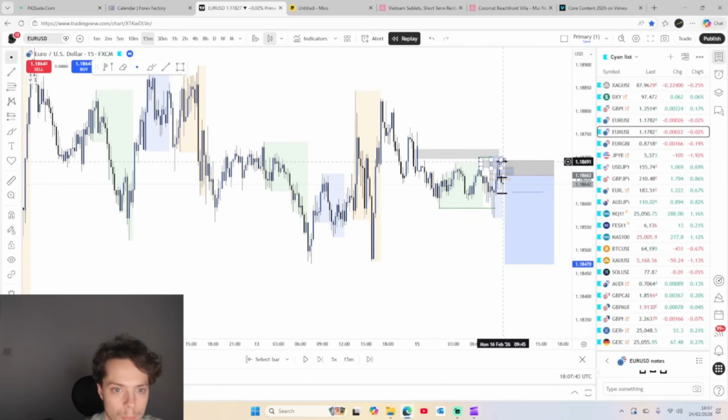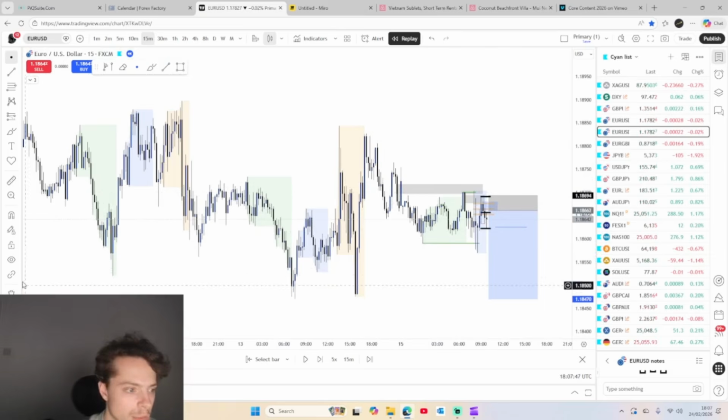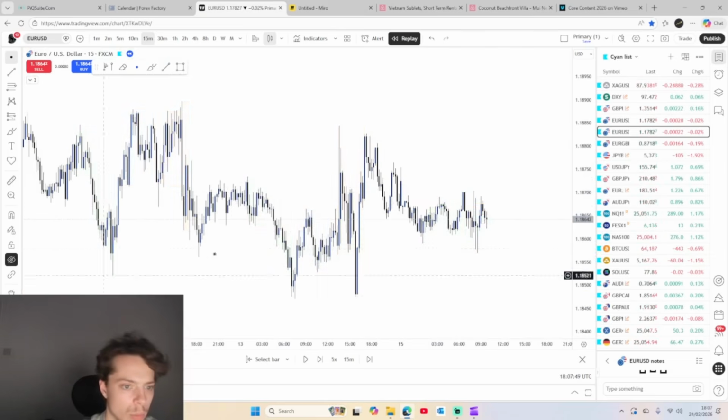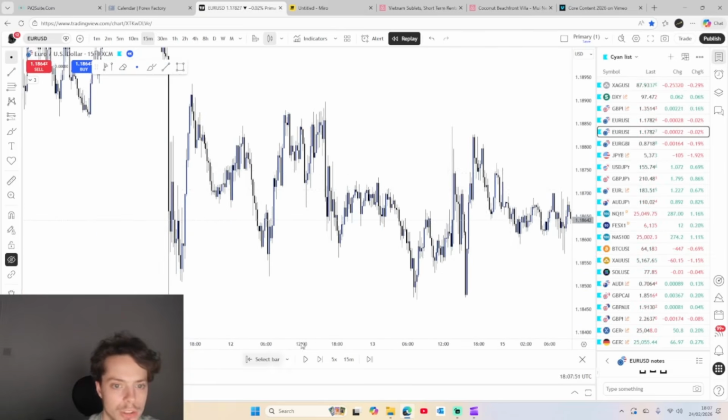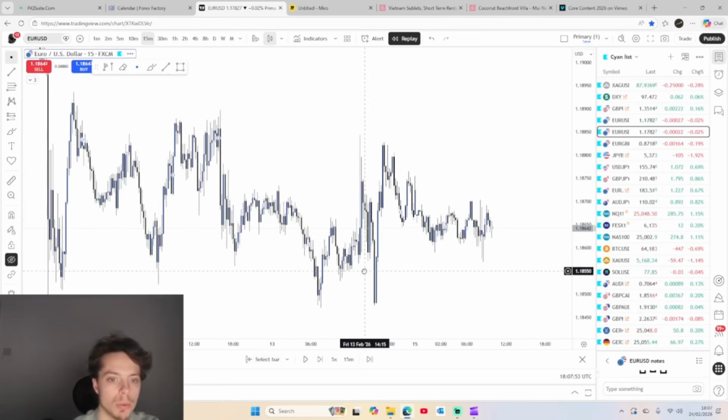Now look how in this market here we know exactly what's going on. This is not random. People that don't understand the market will look at this and go, oh, consolidation is just random. There's no point taking a trade.